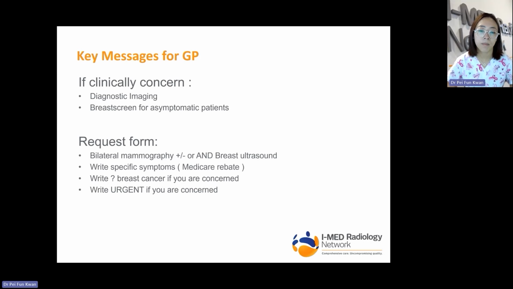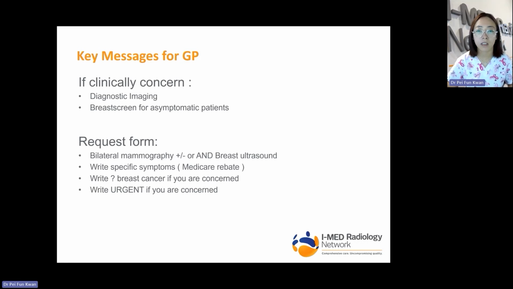And with the breast ultrasound, if you are not so concerned, you can put plus or minus and let the radiologist decide. Or if you're really concerned, you can write and breast ultrasound. So if you want it done, please write specific symptoms. If your patient has focal symptoms, please put it down for Medicare rebate purpose.